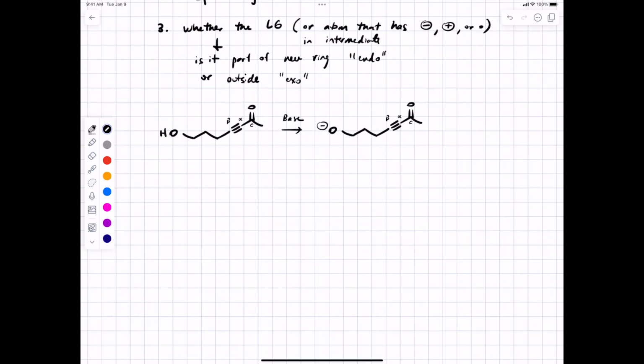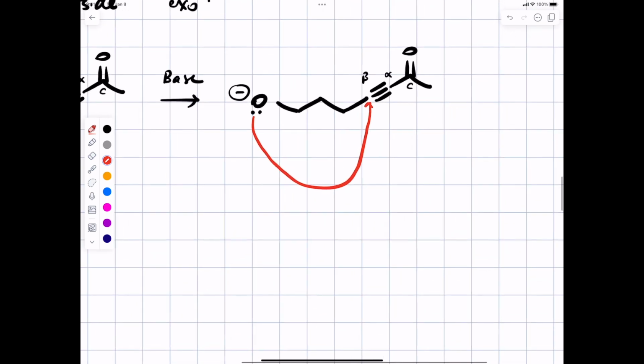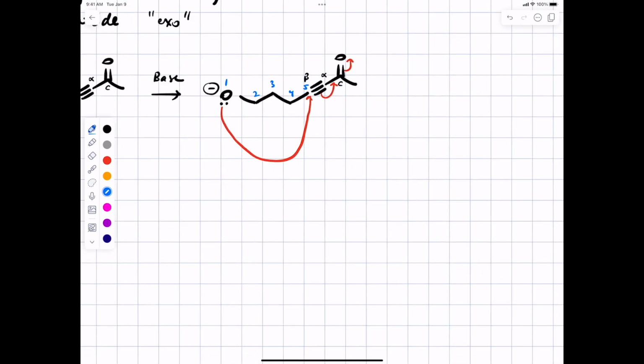And then we're going to do a conjugate addition where the alcohol attacks the beta carbon. All right, so we can push arrows like this. And remember, we push arrows to make the enolate. At this stage, let's count the number of atoms in the ring that we just formed. We made a bond between the oxygen and the beta carbon.